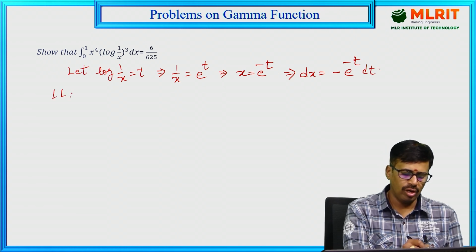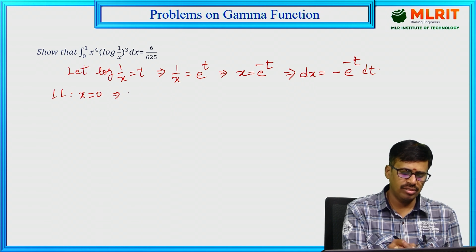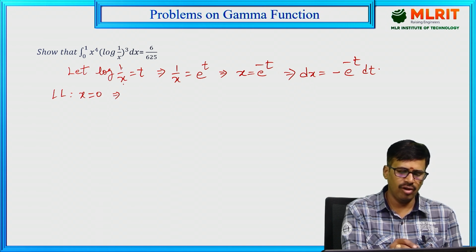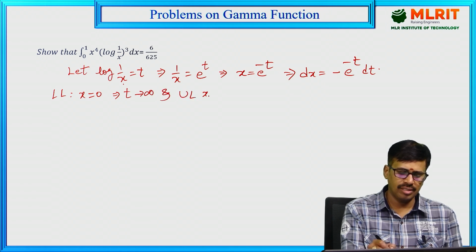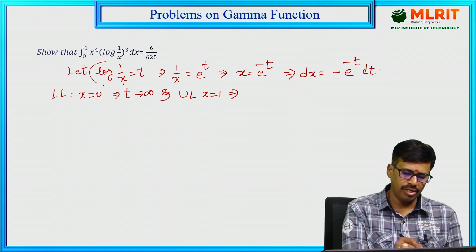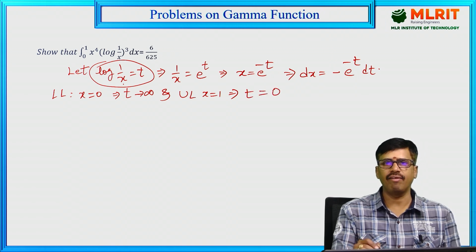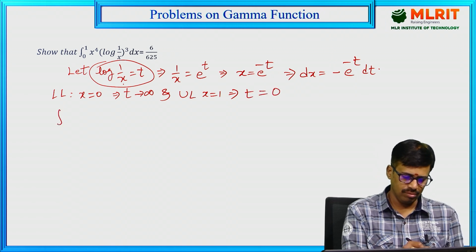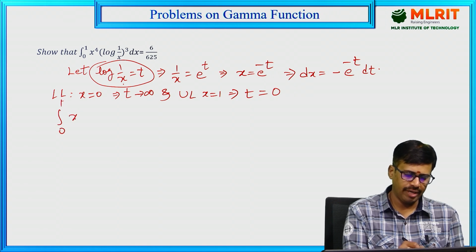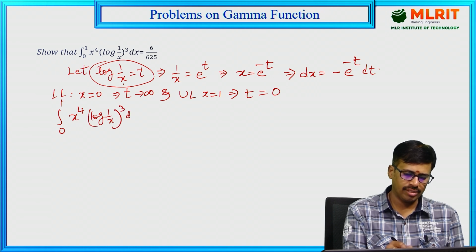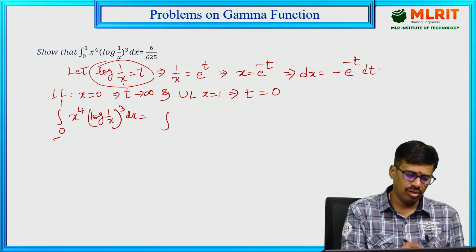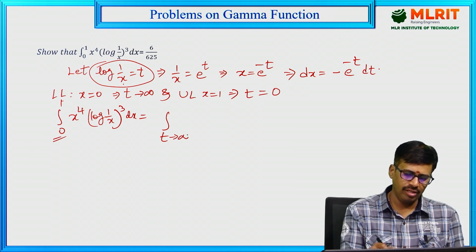dx is equal to minus e power minus t dt. The lower limit of x is 0. If x is 0, log 0 is infinity, so t tends to infinity. For the upper limit, substitute x equal to 1, you get log 1, which is 0, so t is 0. So this integral, with (log 1 by x) whole cube dx, at x equal to 0, t tends to infinity, and at x equal to 1, t equal to 0.